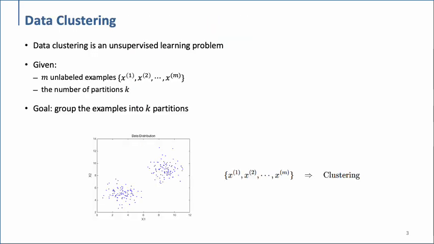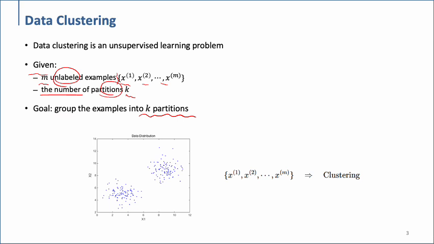Data clustering is an unsupervised learning problem. For given m unlabeled examples, you just have some x data. So you have m data without labels. Then we need k partitions. Here k means the partitions, so you can think of it as the number of groups.